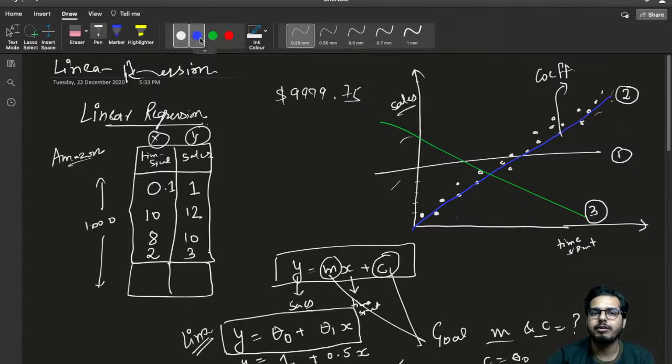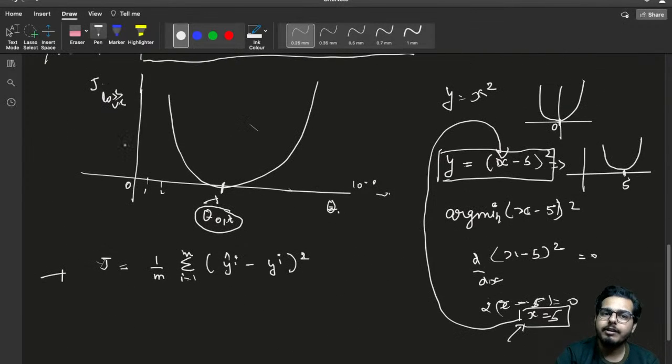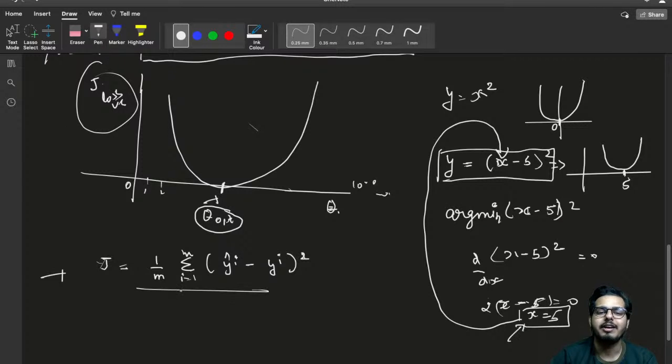Let's create a line 4 as well. So let's say this is line 4, it has different thetas, right? So all lines have different theta. If you have different thetas, you have different lines. If you have different lines, it means you have different loss function. If you have different loss function, it means the loss function is actually a function of theta's value, right? So that's what I was proving, that this loss function is a function of theta values.